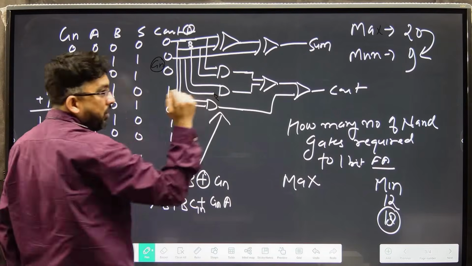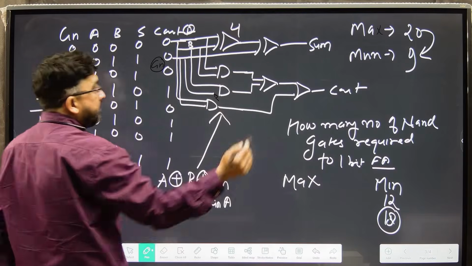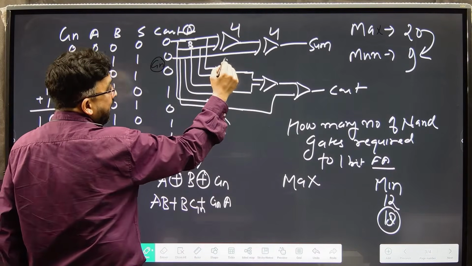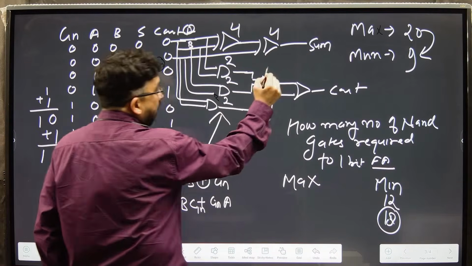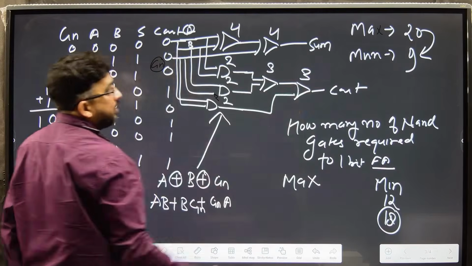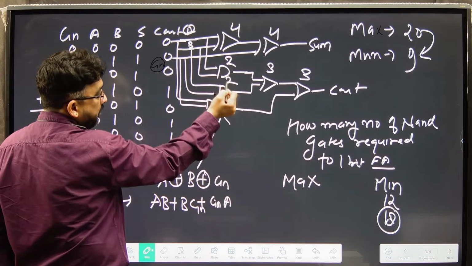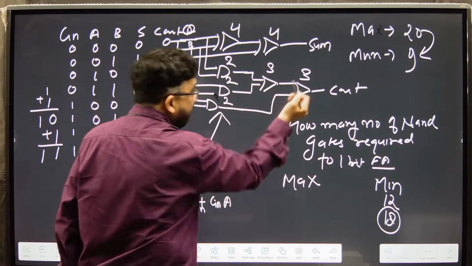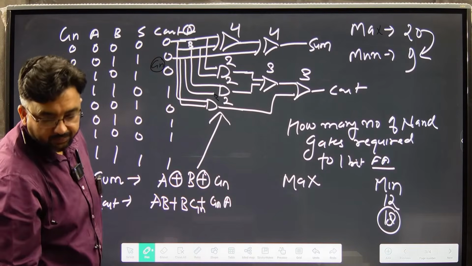So XOR is made up of 4 NAND gates. Then AND is 2 NAND gates and OR is 3 NAND gates. So 4 plus 4, 8, 10, 12, 14, 17, and 17 plus 3, 20.